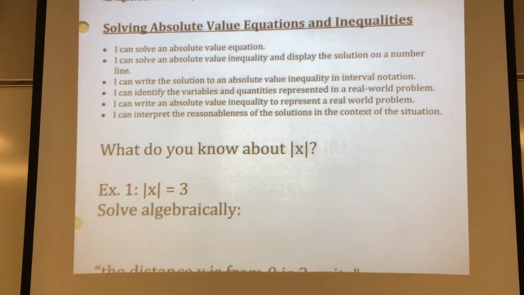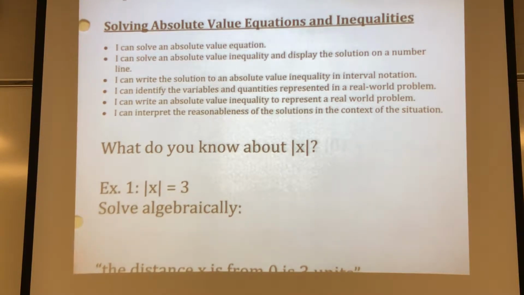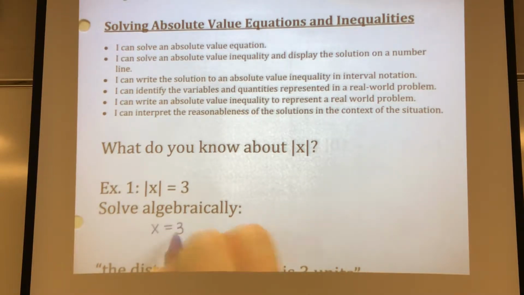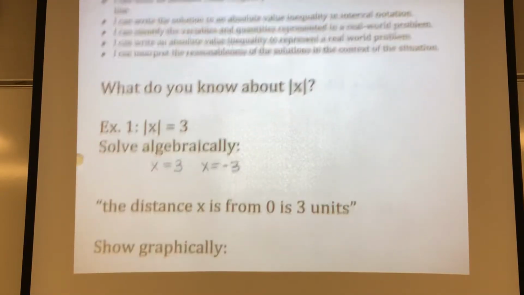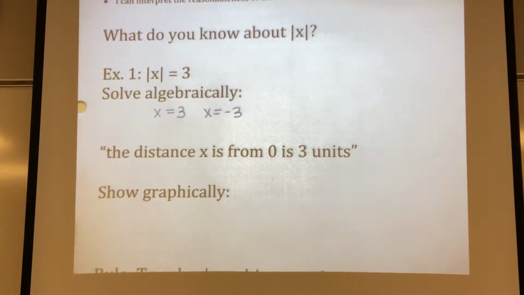So let's take a look at this very simplified equation. Absolute value of x equals 3. If we were to solve it algebraically, we need to consider the distance from 0 in both directions. So we have x equals 3 and x equals negative 3. So if we put a negative 3 in, we're going to get a positive 3 out. So what we're actually saying is the distance x is from 0 is 3 units.